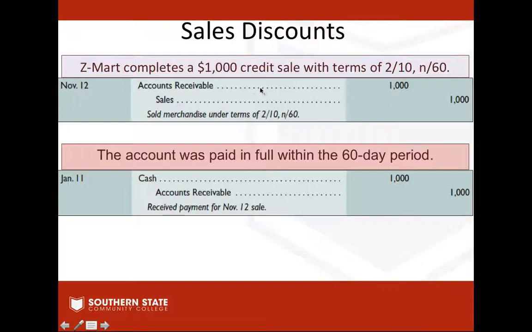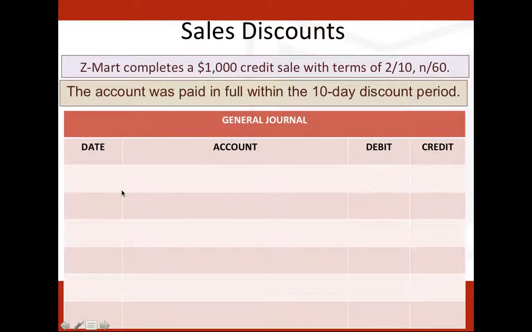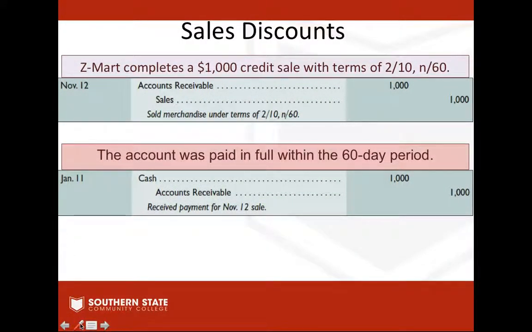So I got a couple scenarios up here. It says Z-Mart completes a $1,000 credit sale with terms of 2/10, n/60. Now, just like before, those credit terms mean the exact same thing whether we're buying or selling inventory. So if you take a look at 2/10, n/60, the 2 is the percentage of the discount that you're getting. 2% discount if we pay within 10 days; we have to pay within 60. So if our customer pays us within 10 days, we're going to give them 2% off of that invoice price, which might be a pretty good deal.